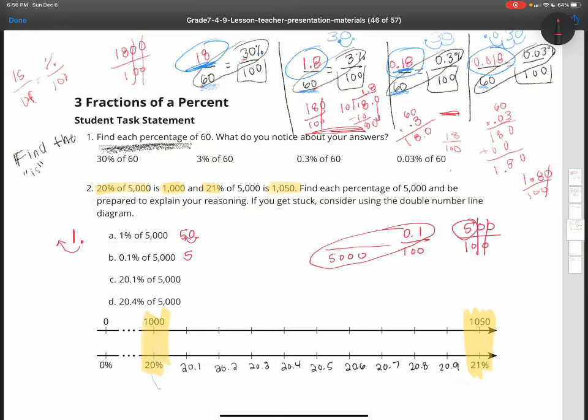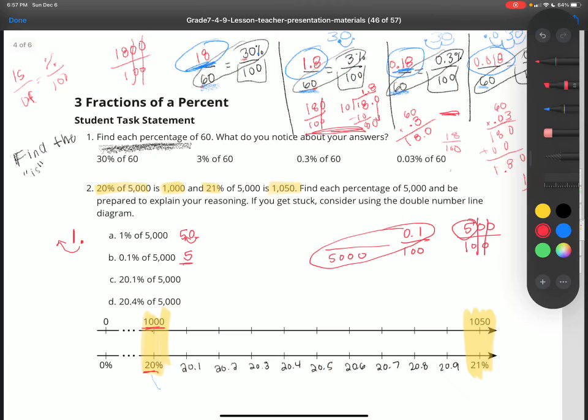Okay. So when I look at the next one with part C, we're going to do what we did with the bell ringer. So we know that 20% is 1,000, correct? And we now know that 0.1% is 5. So if I need to figure out what is 20 and 1/10, it could be, and I'm going to write this down.